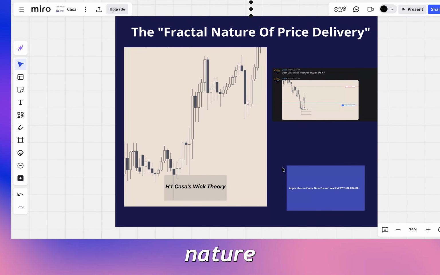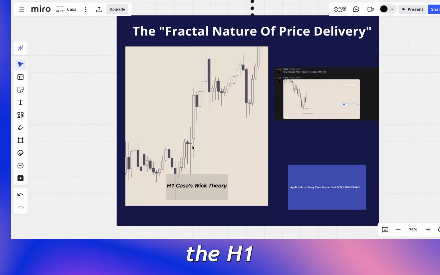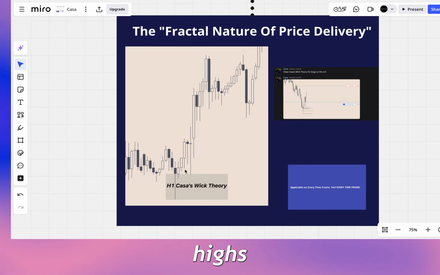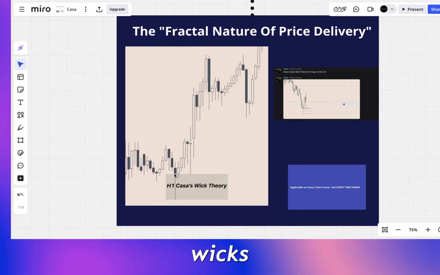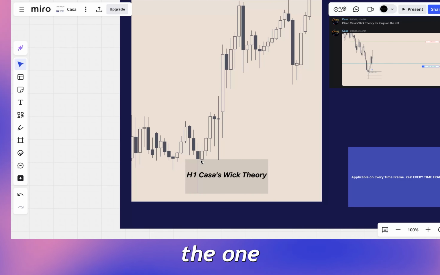So again, the fractal nature of price delivery. So this is the H1. This sends us into all-time highs, by the way. Three consecutive wicks. What do? We got in at the 1, targeting what? Relative equal highs. And then we had OTE retracement.